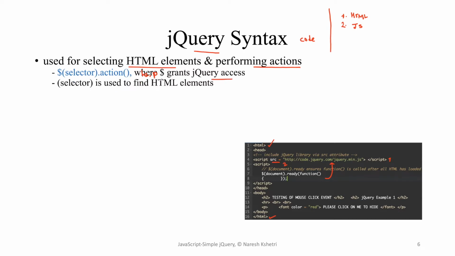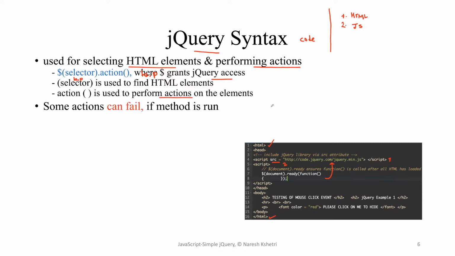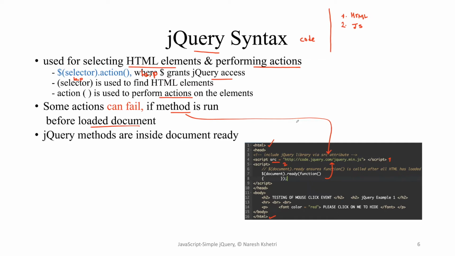And we all know a selector is used to find the HTML elements. The elements in our example are the heading and the paragraph elements we have used inside the body tag. An action is used to perform a certain action on the elements, which we will see. But here is a warning: some actions can fail if the method is run before the document is loaded. It means the document should be loaded first before we run the method. The methods are the functions that we take from that library, so that should be loaded first so that they can run.